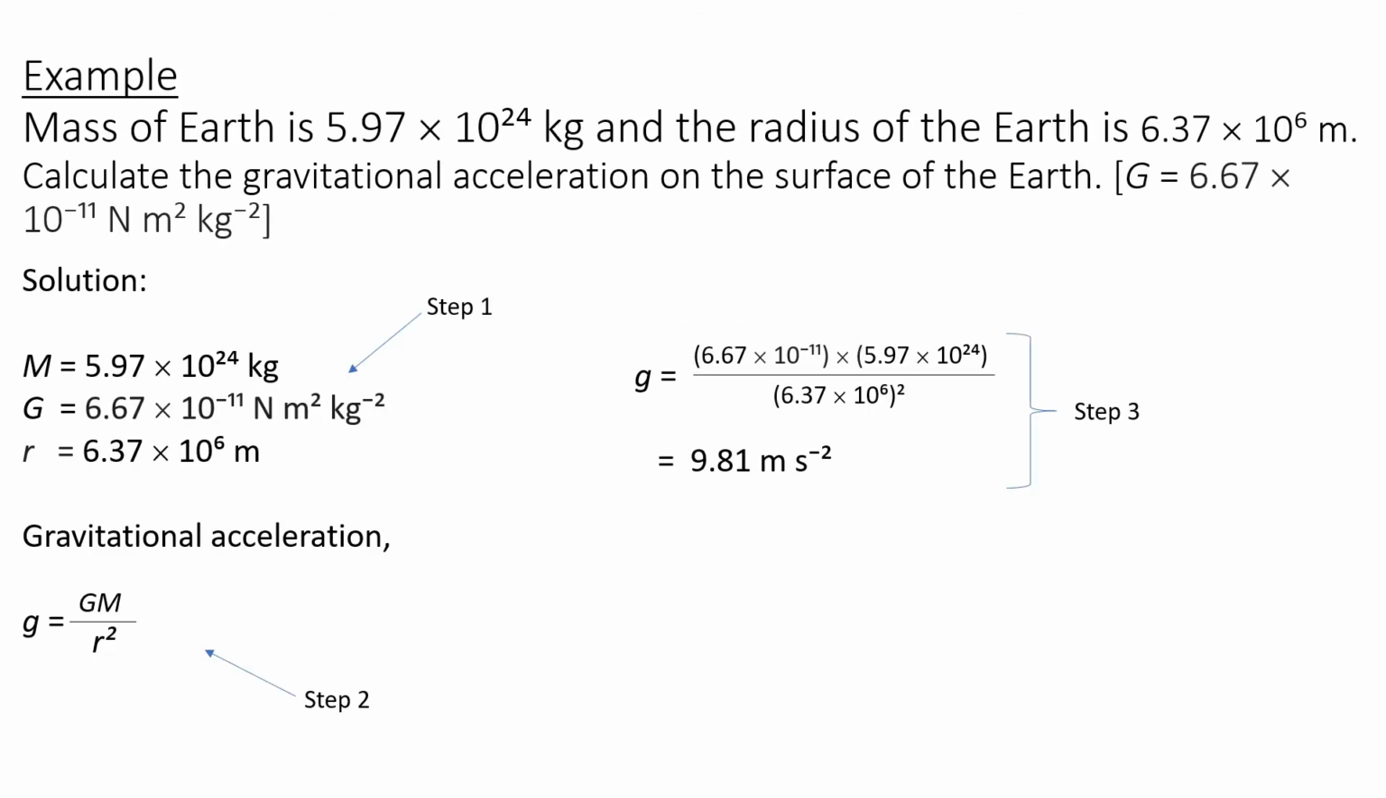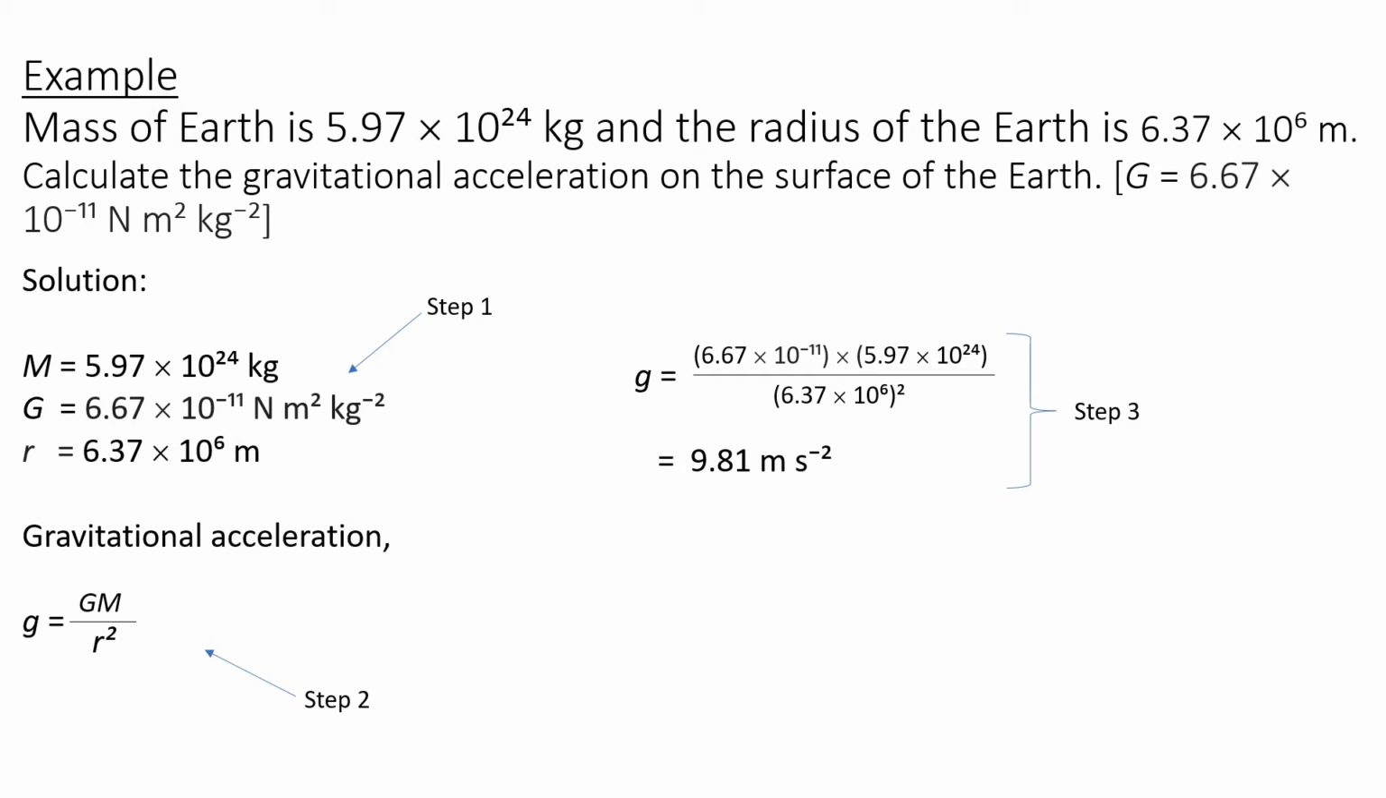For example, the mass of the Earth is 5.97 times 10 to the power of 24 kg and the radius of the Earth is 6.37 times 10 to the power of 6 m. Calculate the gravitational acceleration on the surface of the Earth. Same as the previous questions, list the mass of the Earth, the gravitational constant and the radius of the Earth. Then determine the formula that is needed. For this question, g equals GM over r squared is used since we need to calculate gravitational acceleration.